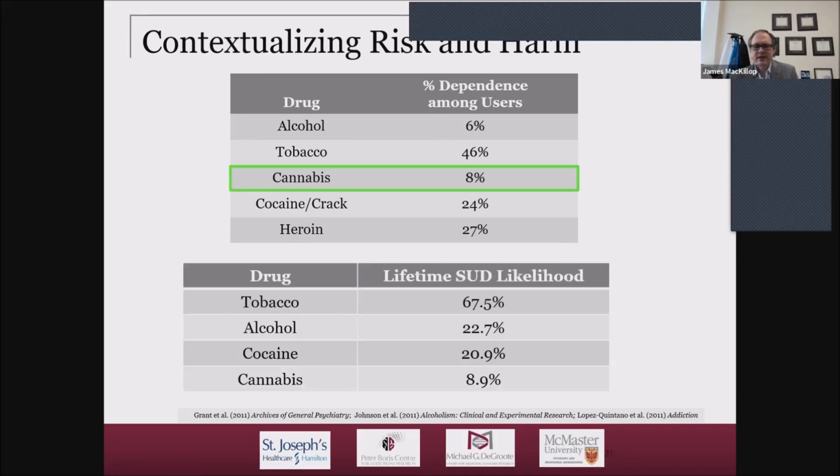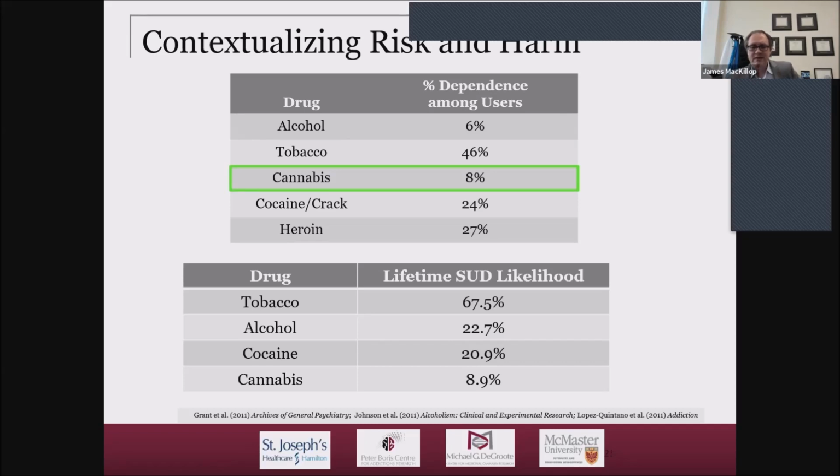The second finding, again from the same massive epidemiological survey, looked at the lifetime substance use disorder likelihood. That is, if you ever use the drug, how likely is it that you will go on to develop a substance use disorder at some point in your life? Obviously, most people will try alcohol at some point. Most people will not try stimulants or opioids at some point in their lives. But this is another way of contextualizing the level of risk.